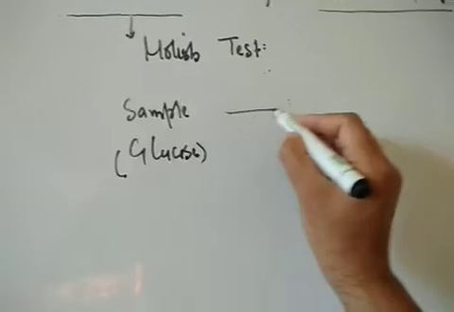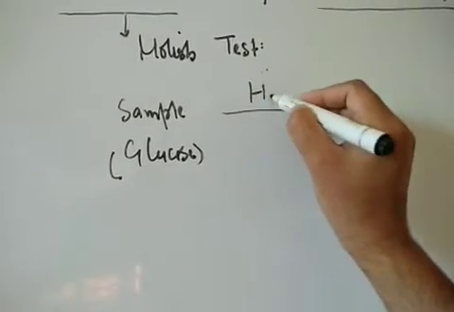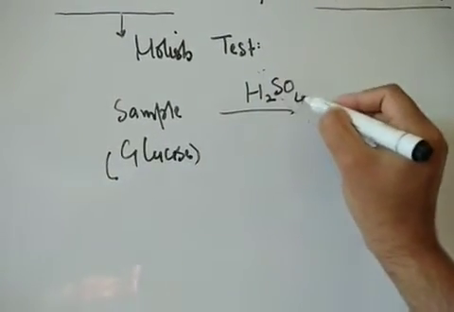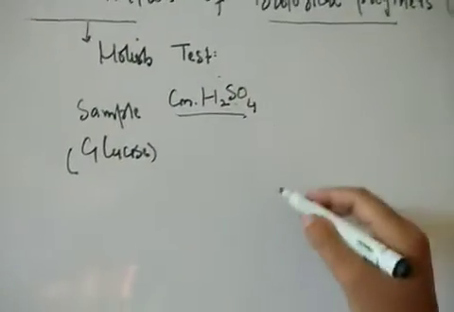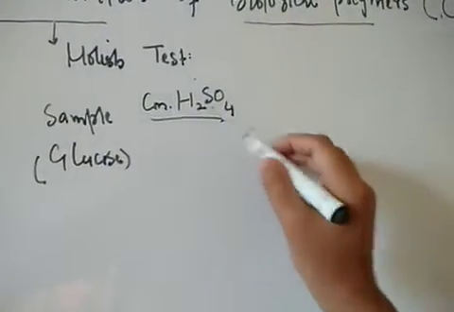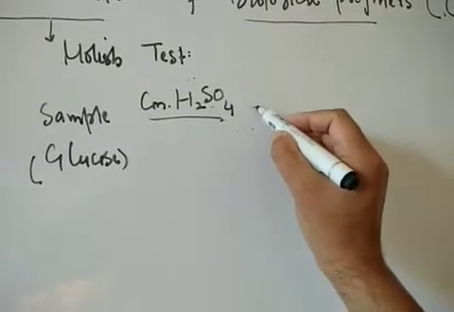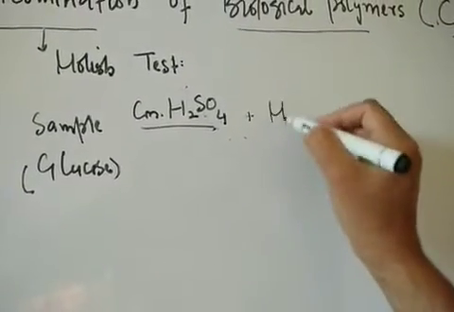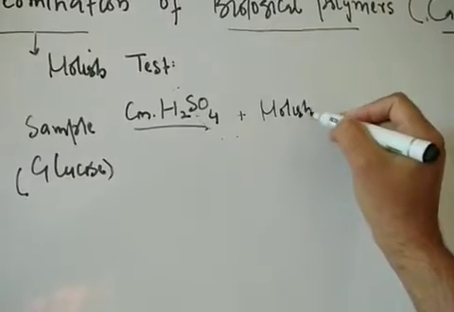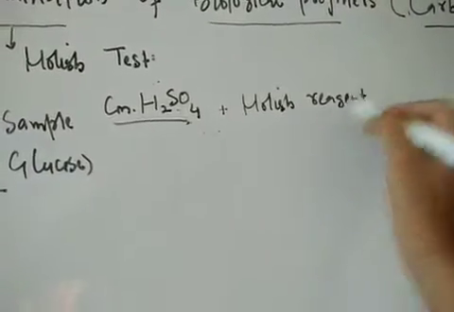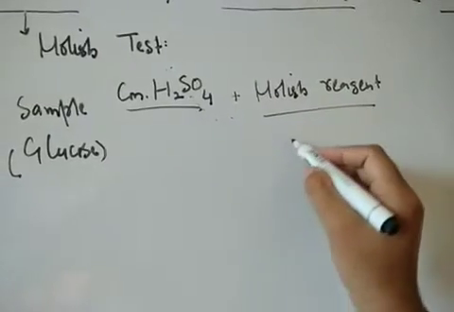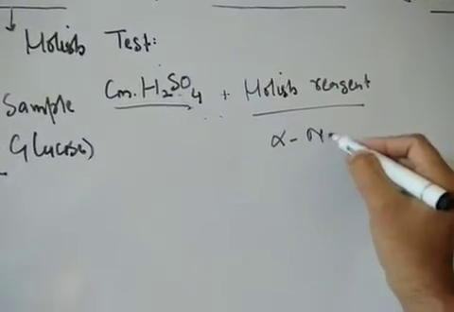We are adding to this sample concentrated sulfuric acid. So add concentrated sulfuric acid to your sample. Then what you will see, and along with this we also add Molisch reagent. What's Molisch reagent? It's alpha naphthol.